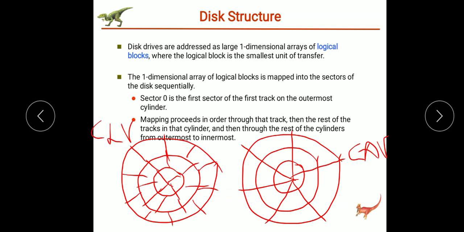Okay. So in our next lecture, we are going to deal with disk attachment, different types of disk attachment and different types of storage attachments.